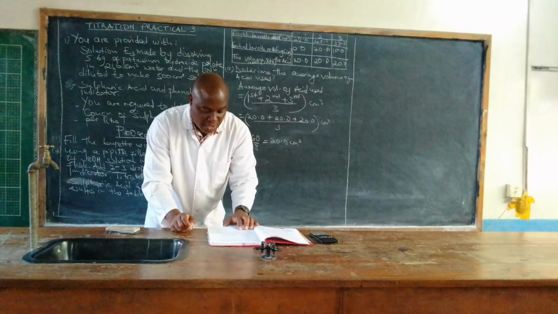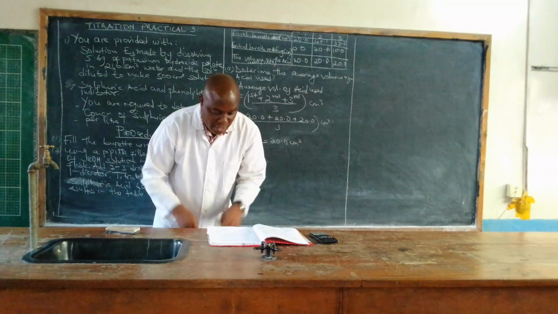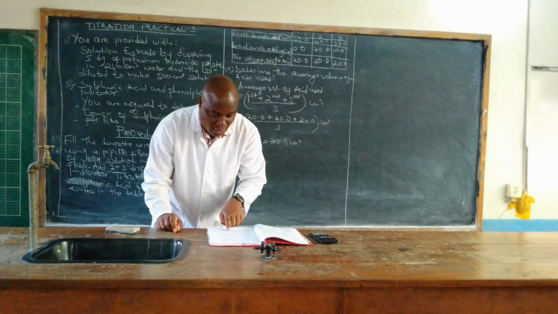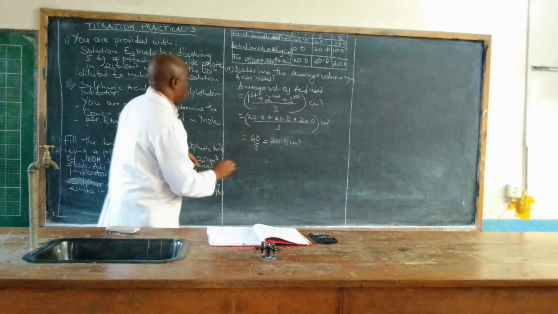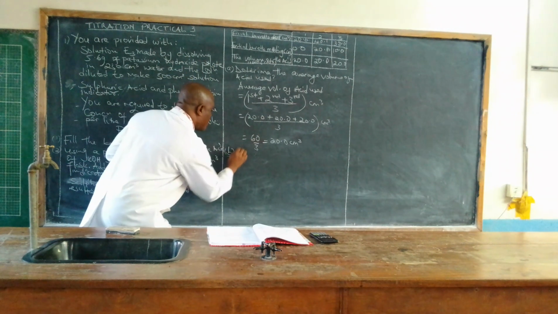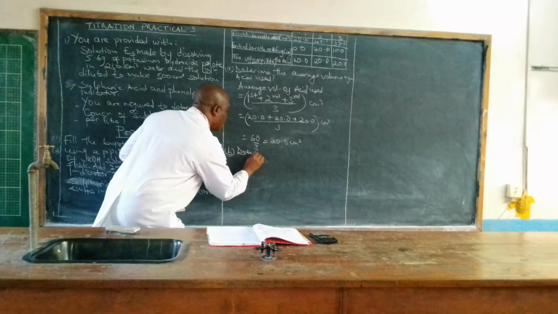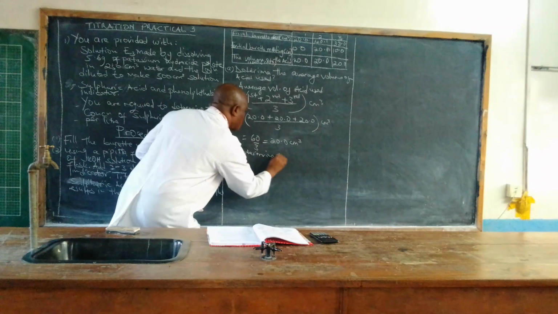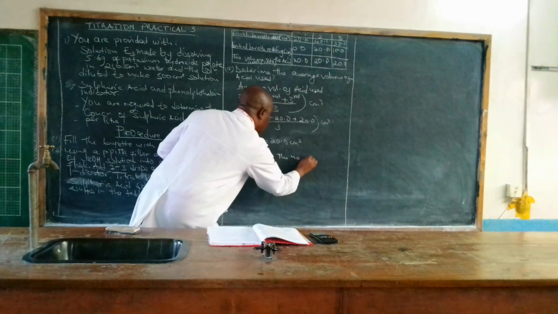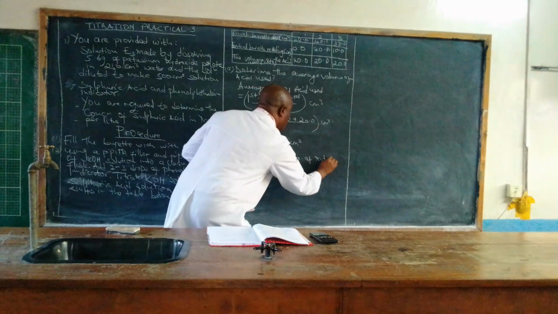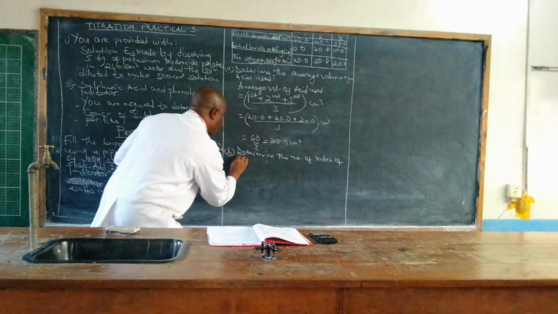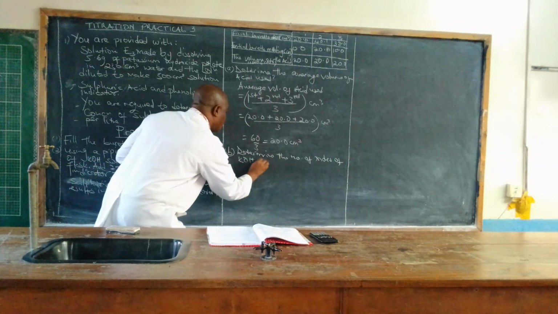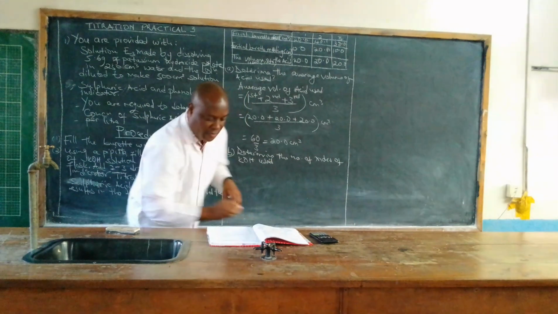We have been told to determine the number of moles of potassium hydroxide used. So B, determine the number of moles of potassium hydroxide that was used, if I'm not wrong.